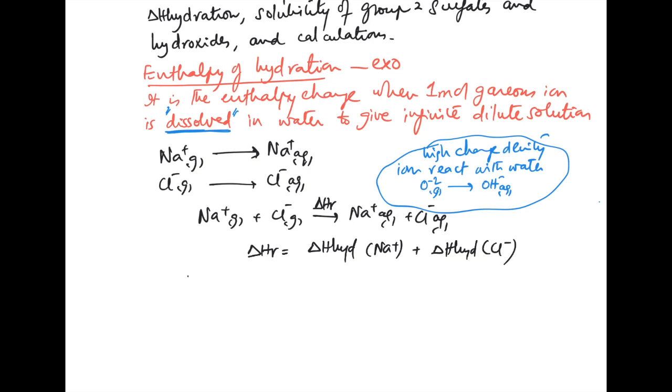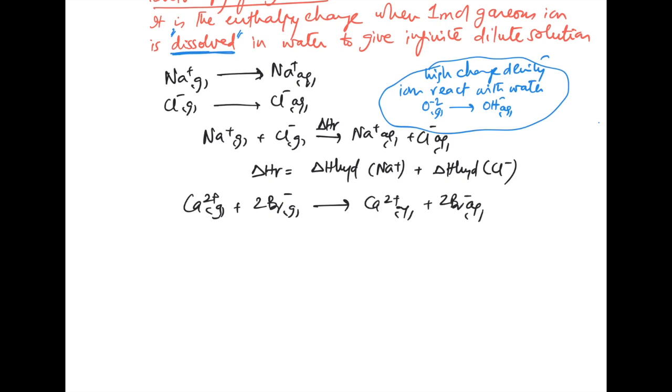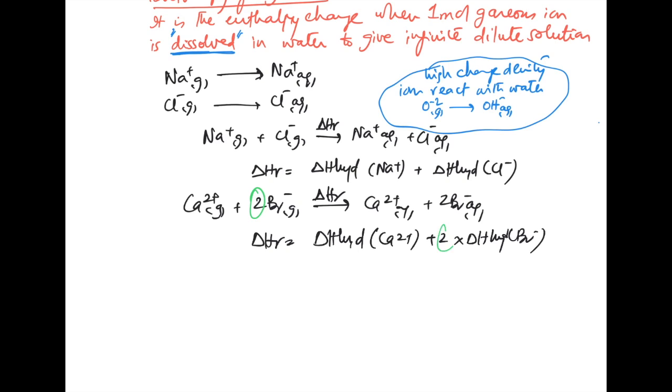Or let's say, for example, if I have calcium ion gas plus 2 bromide ion gas, now it gives you calcium ion aqueous plus 2 bromide ion aqueous. Remember, enthalpy is of 1 mole. So now in this case, the enthalpy of reaction should be equal to enthalpy of hydration of calcium ion plus 2 into enthalpy of hydration of bromide ion. Now in this case, some students forget these moles. Please do not forget these moles because it's a common mistake in the examination.